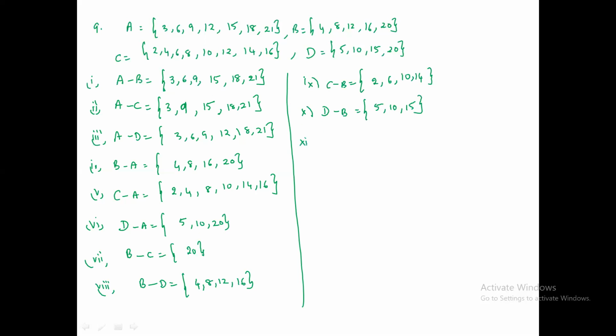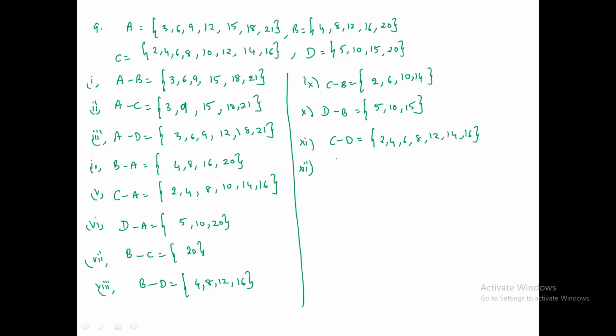Next, 11th, C minus D. From C you have to remove D. That means you have to remove 5, 10, 15, 20. 5 you can't remove, but 10 you can remove. 15 and 20 you can't remove. So left is 2, 4, 6, 8, 12, 14, 16.